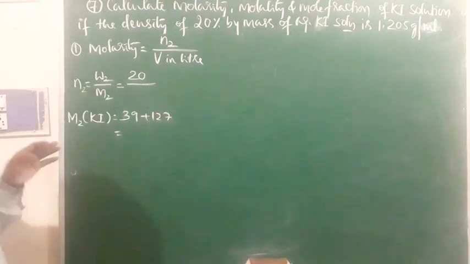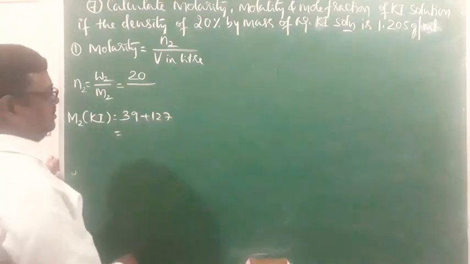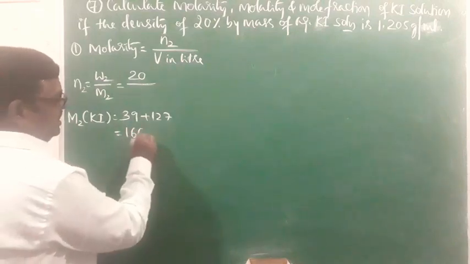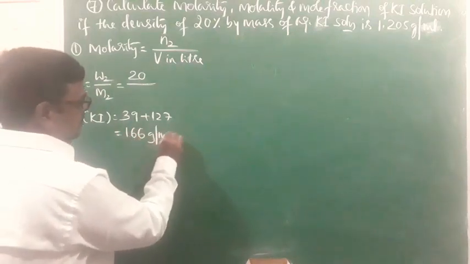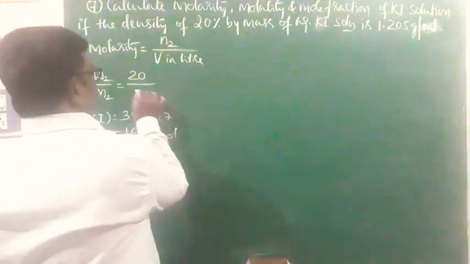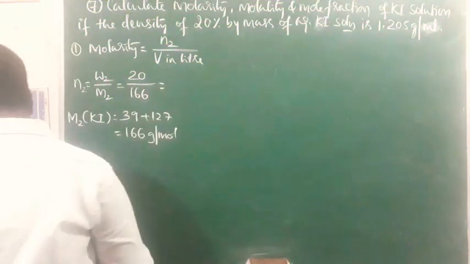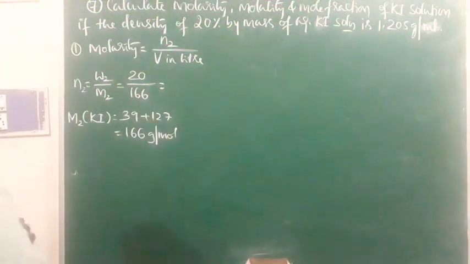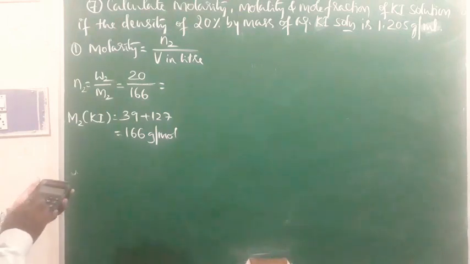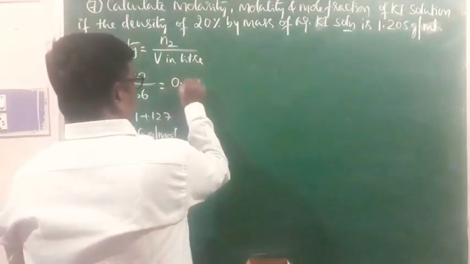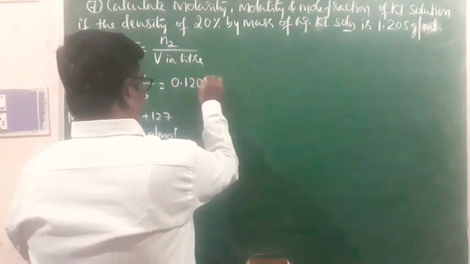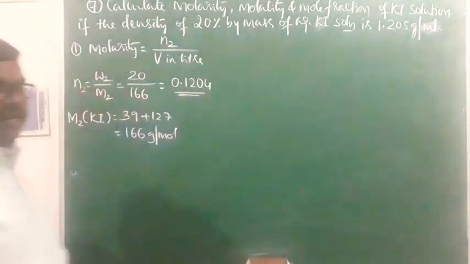How much does it come to? It is 166 gram per mole. Now the molecular mass is 166, and the number of moles of KI is 20 divided by 166. It comes out to be 0.1204. This is the number of moles of KI.